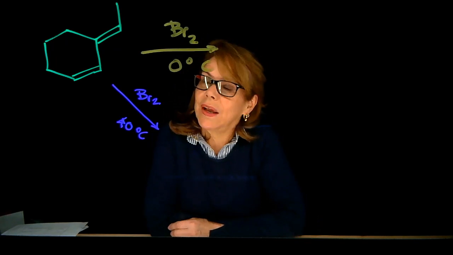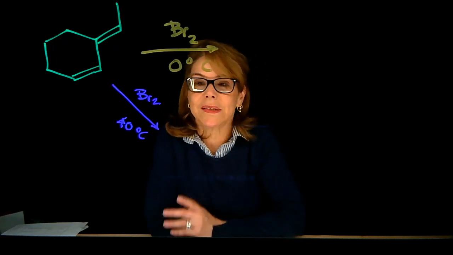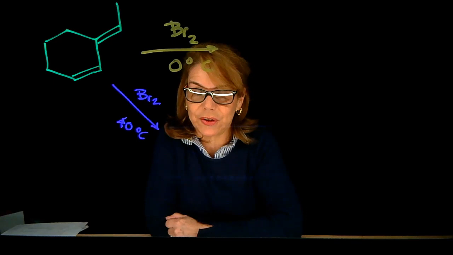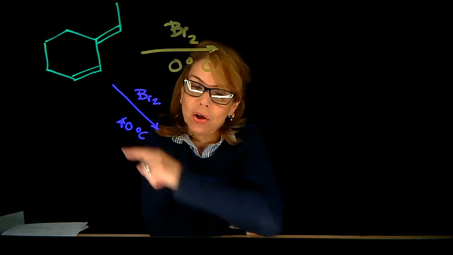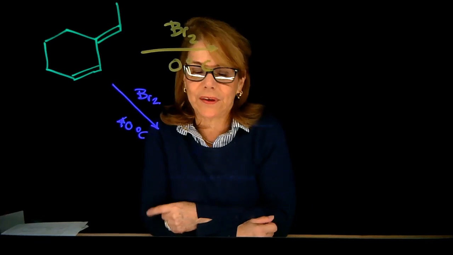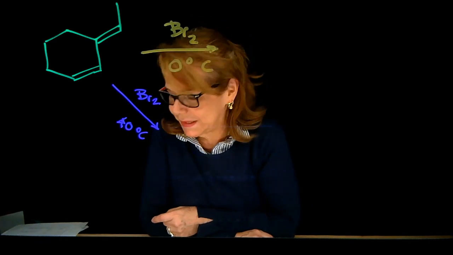Here we have a reaction and we need to predict products under two different experimental conditions. This is electrophilic addition of bromine to a conjugated diene. Here we have 0 Celsius and 40 Celsius.